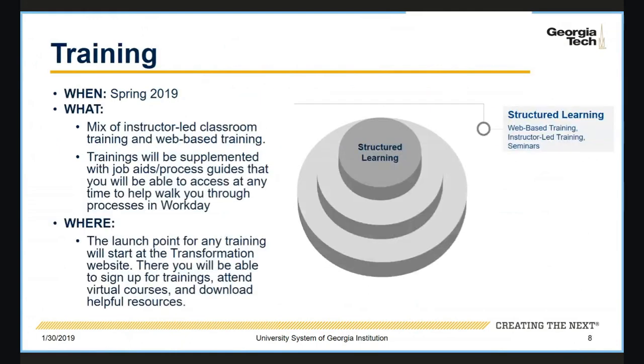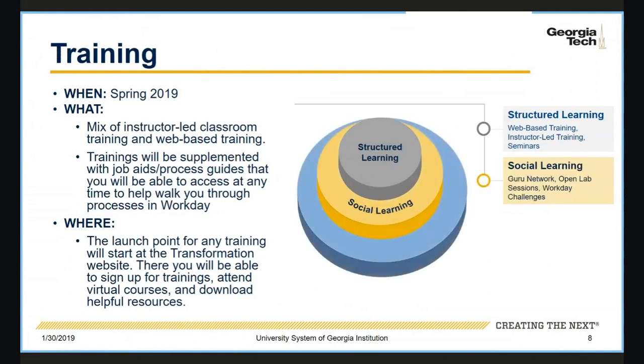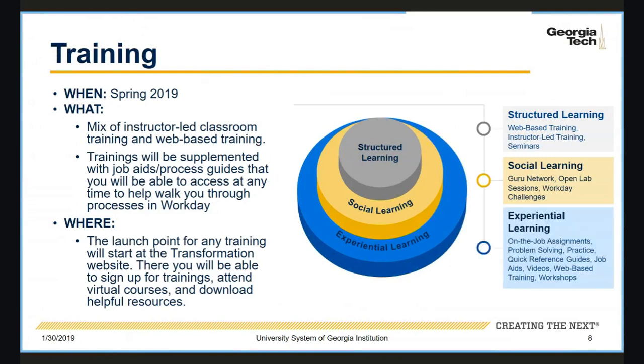So what about training? Our training model is based on 3 different tiers. There's structured learning, social learning, and experiential learning. The structured learning is probably things that you're most familiar with, such as web-based trainings and instructor-led trainings, things that could be in person or maybe you log on to a webinar. And then we also have social learning, so things such as our Guru Network, having open lab sessions and Workday challenges.